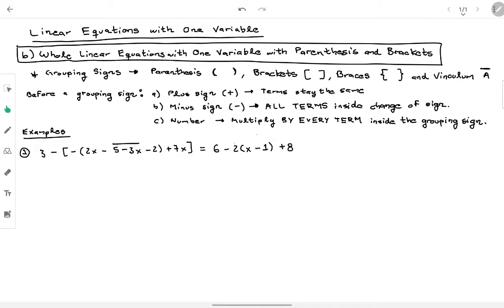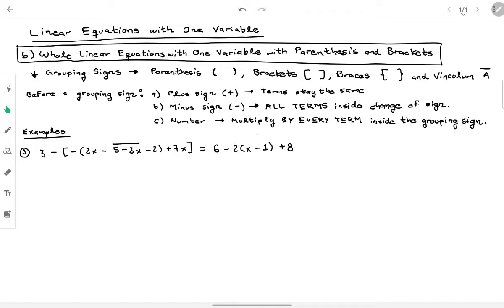So we will see it's a normal form of solving an equation. We only need to take out the grouping signs first. And to take out the grouping signs, it's very important that we do it from the center of the exercise to the outside part. We will start from the middle to the outside. So let's see how to do it.